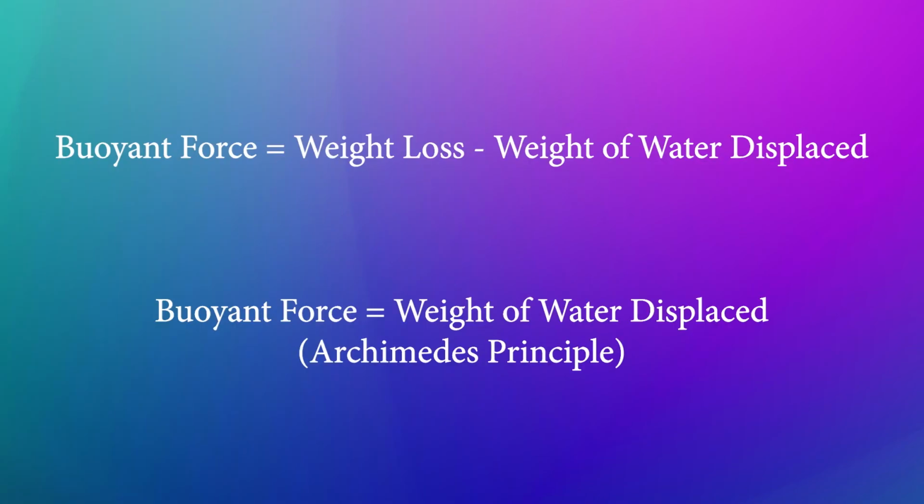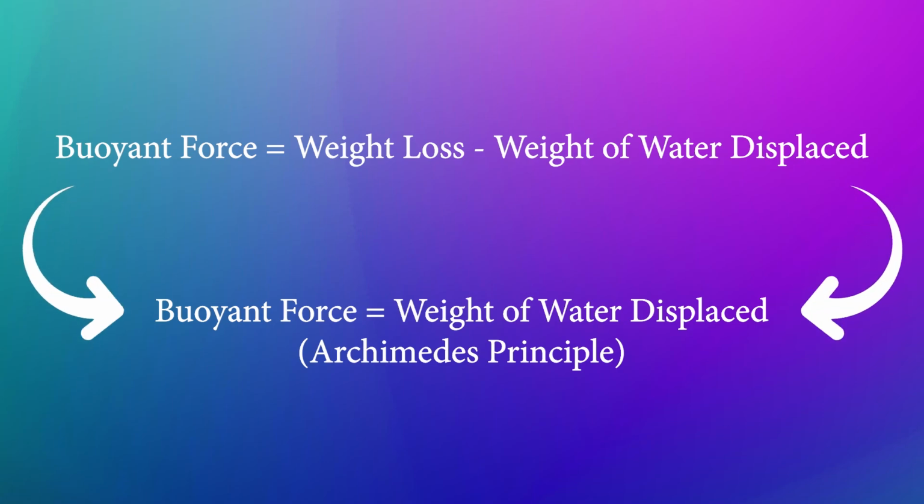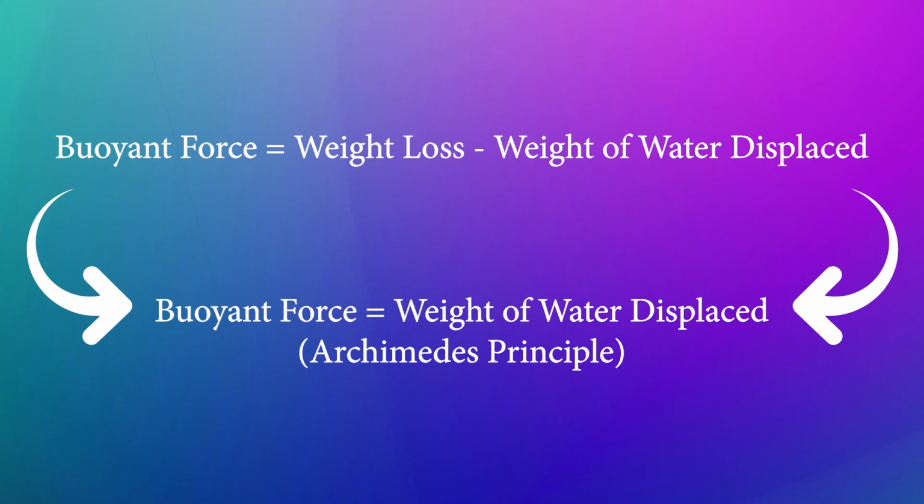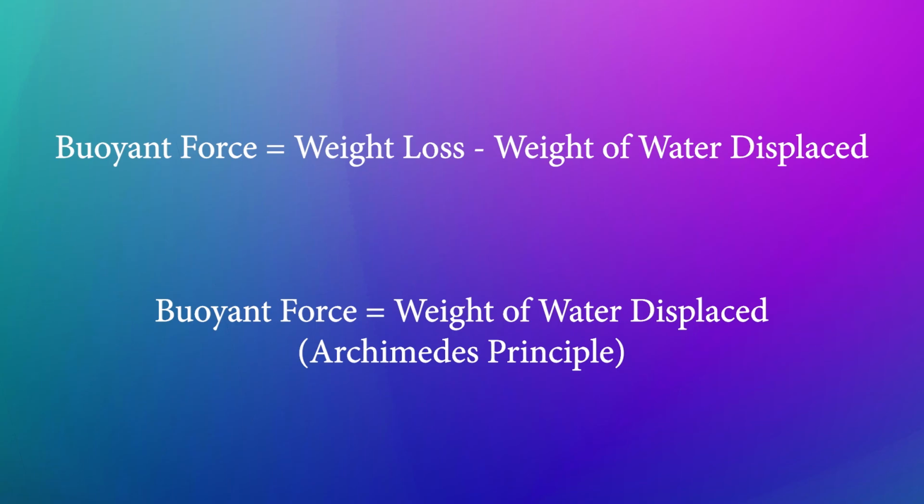As a conclusion, we get from our simple experiment here that buoyant force in water is equal to the apparent weight loss of an object in water, which is also equal to the weight of water displaced by that object. Or in other words, Archimedes' principle says that buoyant force equals the weight of water displaced. In relation to density, an object with lower density than the density of water will float, while an object with higher density than water will sink.